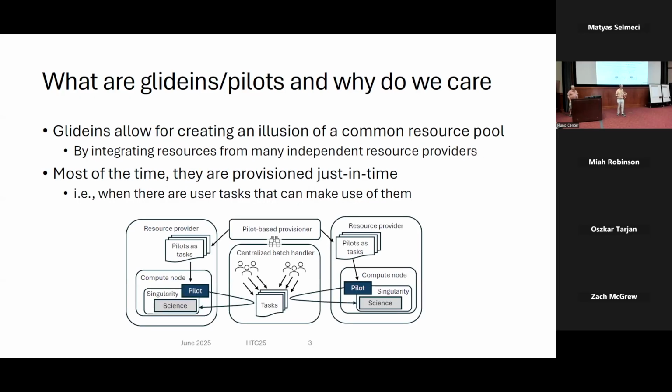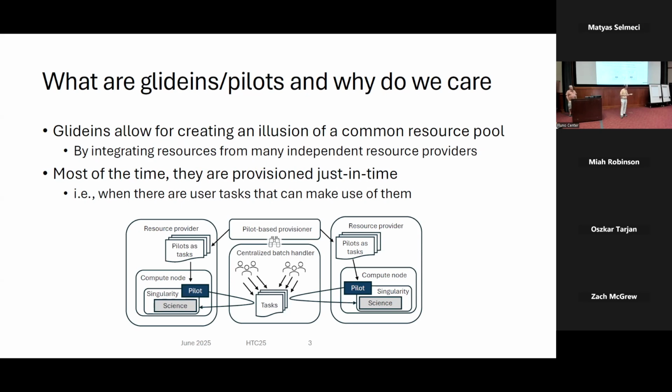So glideins are there to create an illusion that we have a common resource pool when really there are many independent resource providers that are giving those resources to us, and they are completely independent, managed by different people. They don't even know. Well, probably they know what OS pool is, but they never look at it.